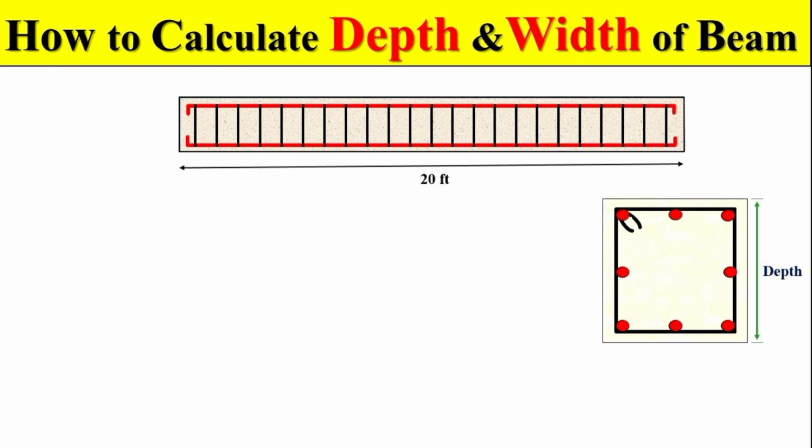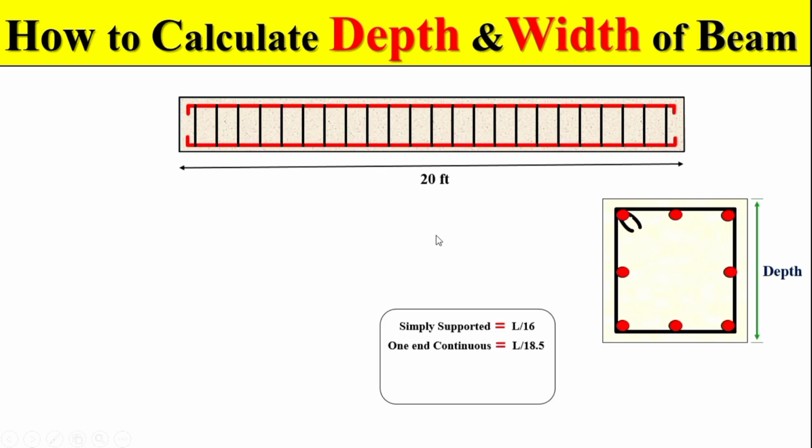So now dear students, for the depth calculation we have three different conditions. The first condition to find the depth of the beam is if we have a simply supported beam, so we take the total length of the beam and then we divide this total length by 16. And then we have the second condition, if we have a one end continuous beam, so in those cases we divide this total L by 18.5.